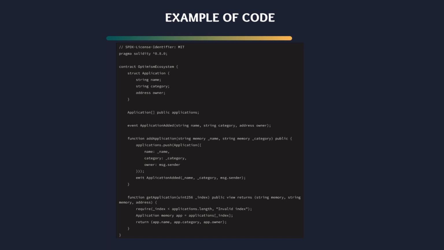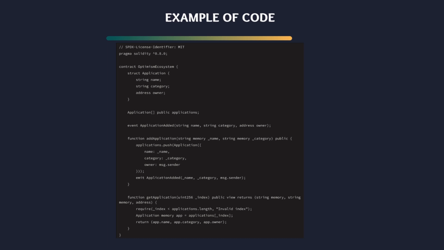2. Application structure. The Application struct holds information about each application, including its name, category, and owner. 3. Applications array. The applications array stores all the applications that have been added to the ecosystem. 4. Adding an application. The addApplication function allows users to add a new application by providing its name and category. The application is then stored in the applications array, and an event is emitted for transparency.